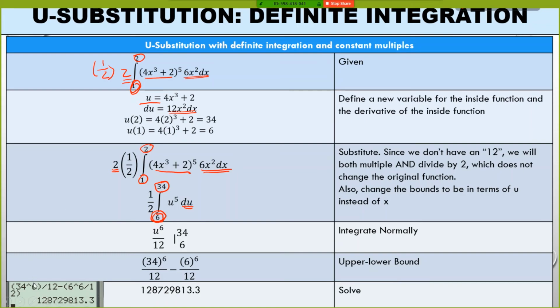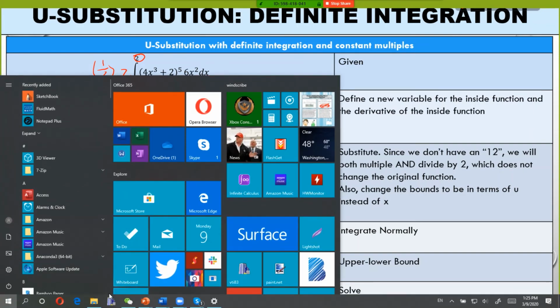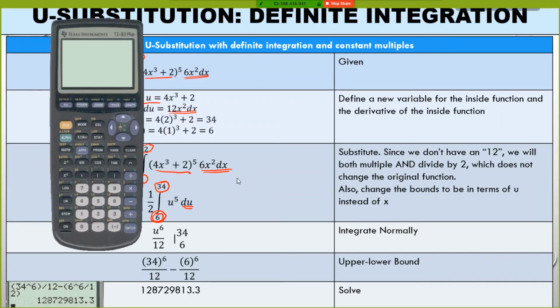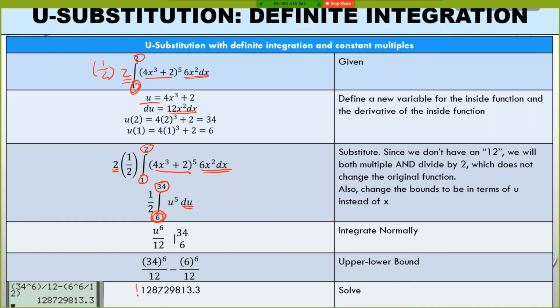If I do this, I've got a massively large number. 34 raised to the 6th power divided by 12, minus 6 raised to the 6th power divided by 12, gives me 128,729,813.3, which would be my final answer for our integral.